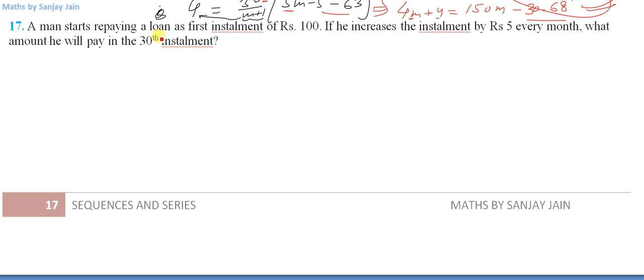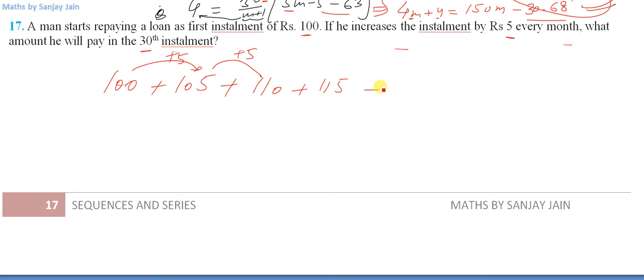A man starts repaying a loan as first installment of rupees 100. If he increases the installment by rupees 5 every month, what amount will he pay in the 30th installment? So the first installment that he pays is 100, second is 105, third is 110, because he keeps on increasing every installment by 5 rupees, right? So this is how he will keep on increasing, and I need to find the amount paid in the 30th installment, that is A30.